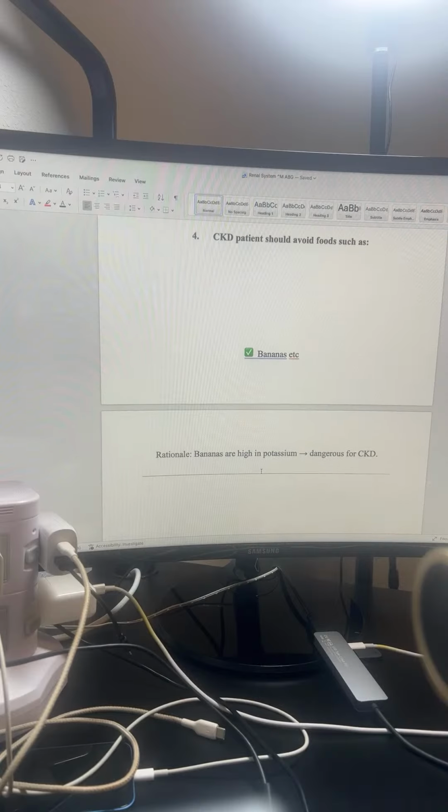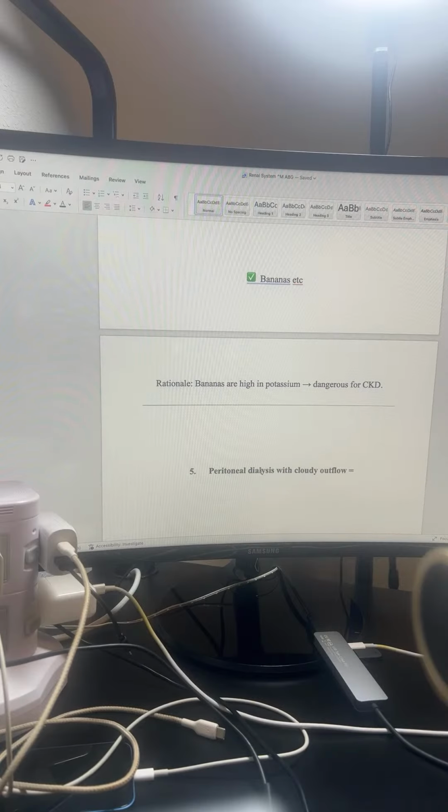All right. Peritoneal dialysis with cloudy outflow. What are you thinking? What's happening here? Infection, nice.